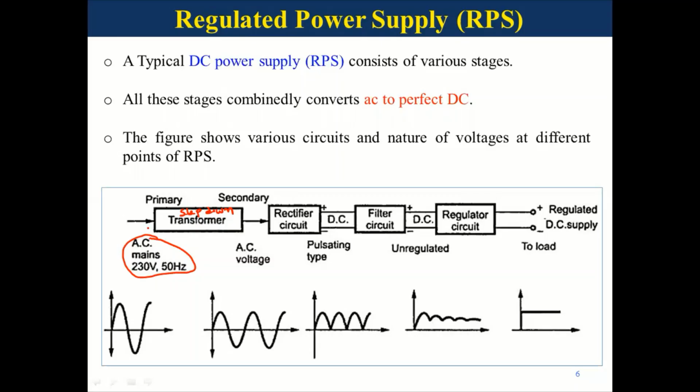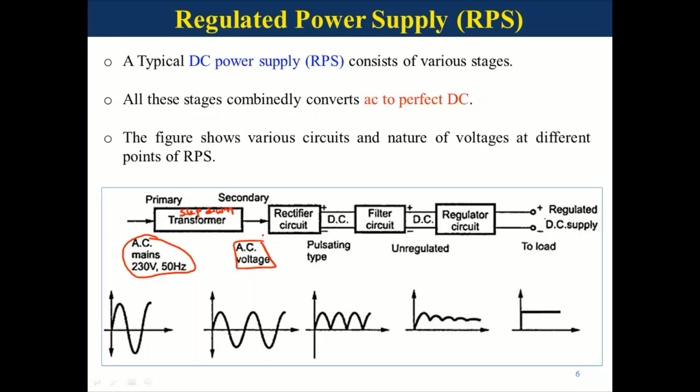Here a step down transformer is used because all our electronic systems require very small voltages, in general in the range of 1 volt to 40 volts. But at our mains, there is a 230 volts 50 hertz supply, which is a very high voltage. So we need to reduce the level to our required level. For that, we need a step down transformer. Because of it, the level of the AC voltage is reduced.